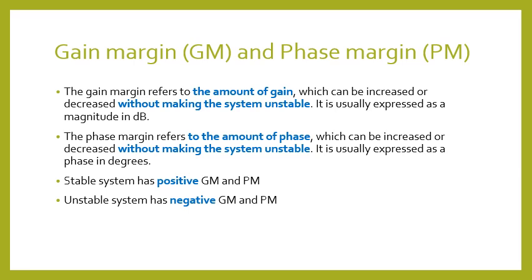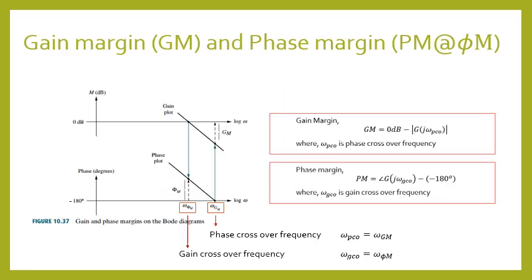So a stable system will have positive gain margin and phase margin, while an unstable system will have negative gain margin and phase margin. Gain margin is normally denoted by GM, and the phase margin is normally denoted by PM or VM.